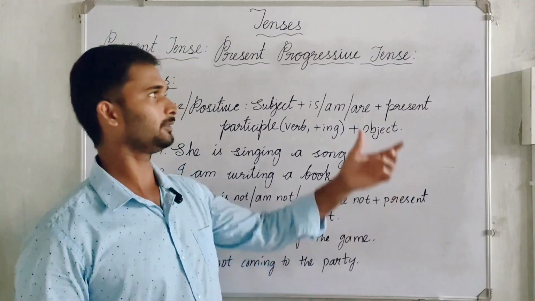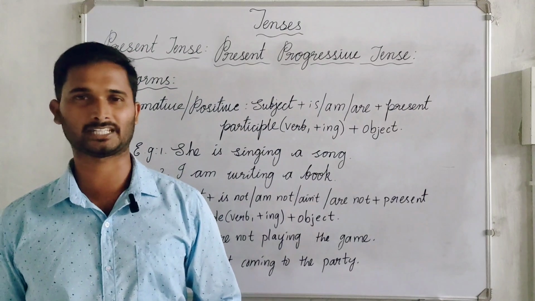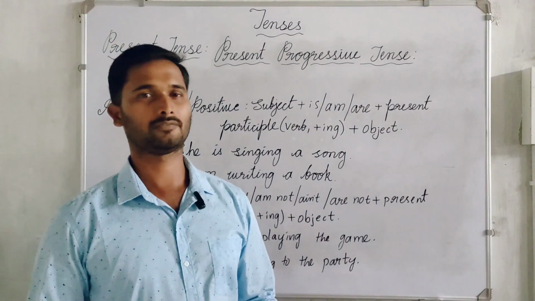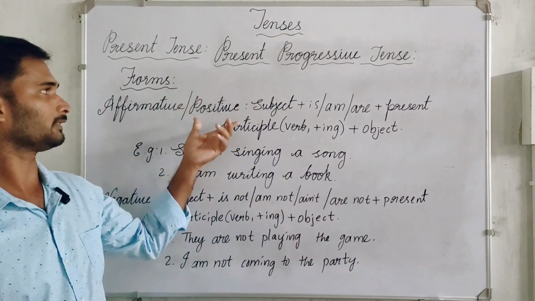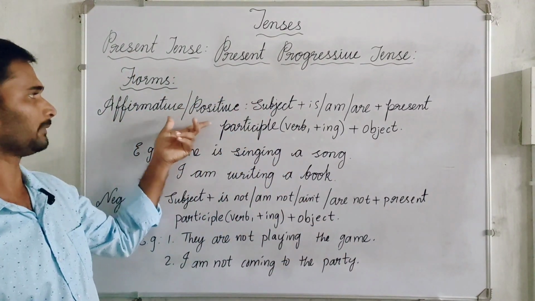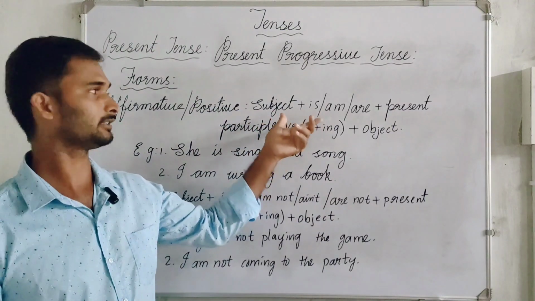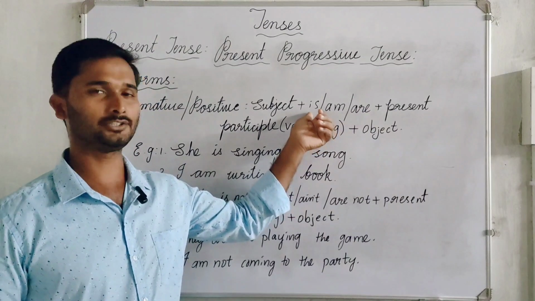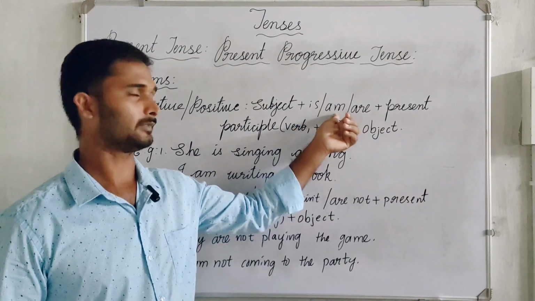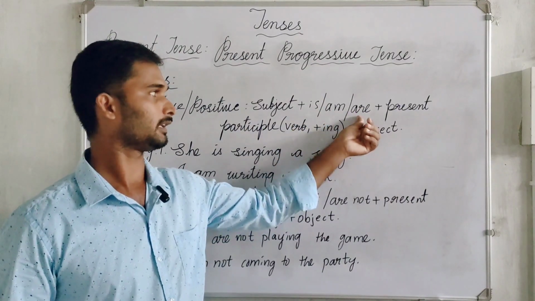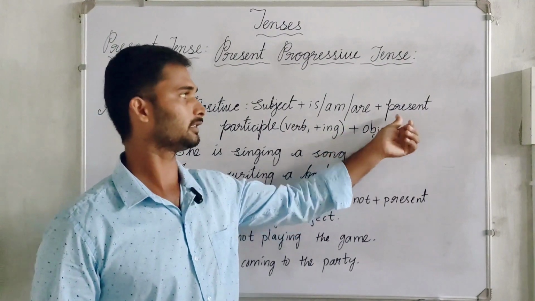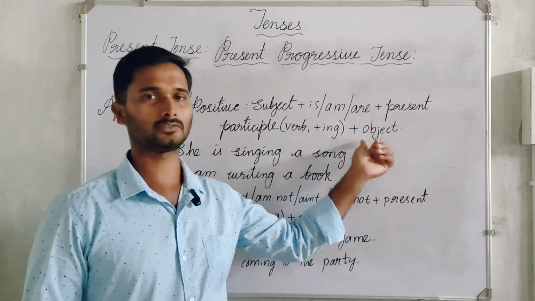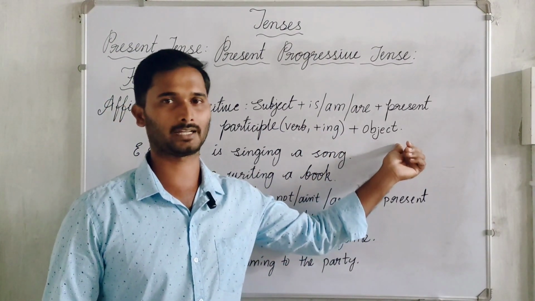Now we are going to learn the present progressive tense. We also call it present continuous tense. Before we learn the uses of present progressive tense, we are going to learn the forms of the present progressive tense. Here is the affirmative or positive form, the syntax. Subject plus is, am, are. Is is used only for the singulars. Am is used only for I. Are is used for the plurals. Plus present participle, we also call it verb form 1 plus ing form, plus object. At the end of that, a full stop is added.